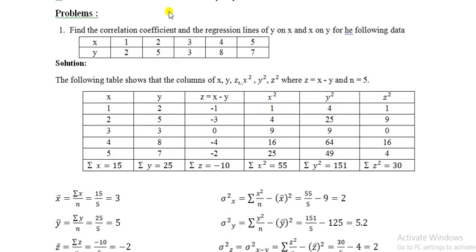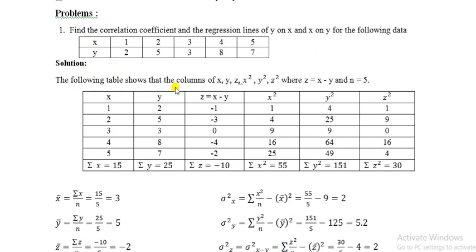Now we will solve a few examples on correlation, correlation coefficient and also regression lines. First example: find the correlation coefficient and regression lines of y on x and x on y for the following data. Here they have given the table for x and y. With the help of this table, now we will prepare the table for x, y, z, x square, y square, z square. So, solution for the example.